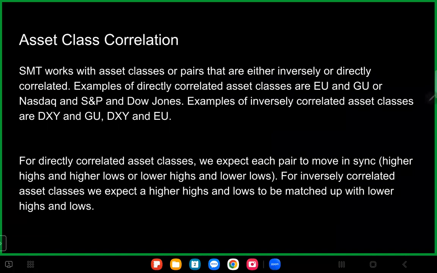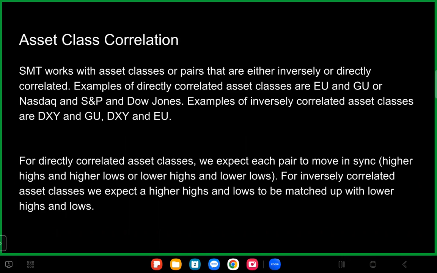All right, so before we go into what SMT is, let's go over asset class correlation. SMT works with asset classes or pairs that are either inversely or directly correlated. Examples of directly correlated asset classes are EU and GU, or NASDAQ, S&P, and the Dow Jones. The symbols for those would be NAS 100, SPX 500, and US 30. So all of those are directly correlated asset classes. Examples of inversely correlated asset classes would be DXY and GU or DXY and EU.